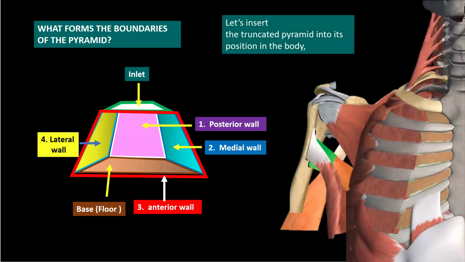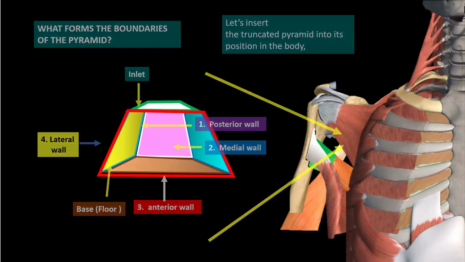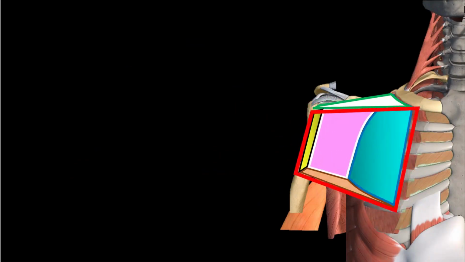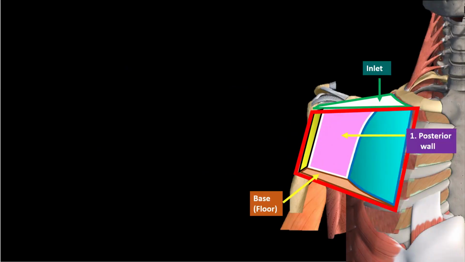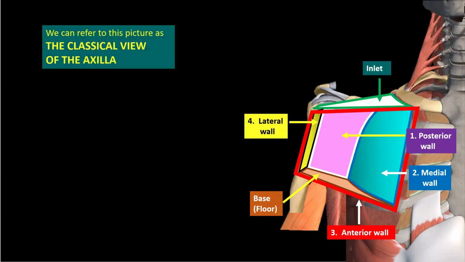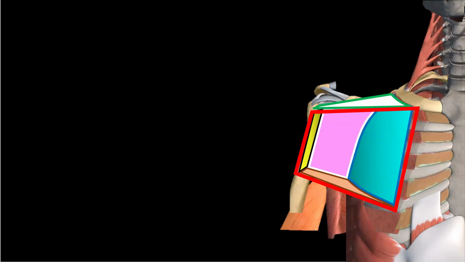Let's insert the truncated pyramid into its position in the body. This is the inlet, this is the base, this is the posterior wall, this is the medial wall, this is the anterior wall, and that is the lateral wall. We can refer to this picture as the classical view of the axilla.